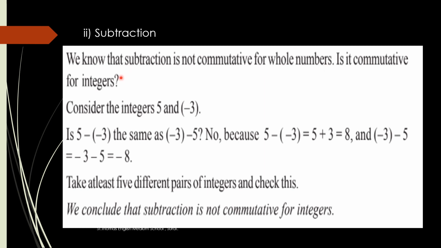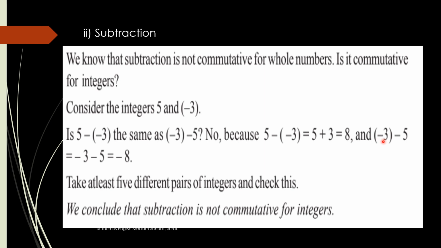Is it commutative for integers? Let's check. Consider the integers 5 and minus 3. Is 5 minus minus 3 same as minus 3 minus 5? No, because check 5 minus minus 3. What is the answer? Minus into minus plus. So 5 plus 3, that is 8.